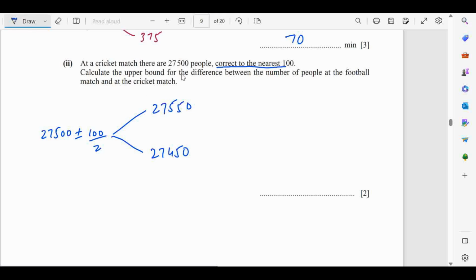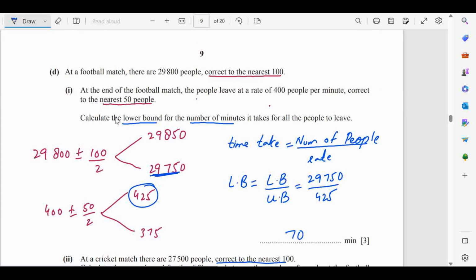Now calculate the upper bound for the difference between the number of people at the football and the number of people at the cricket match. So for the upper bound of football minus cricket match, the first quantity must be the upper bound minus the lower bound of the cricket match. So this is the upper bound of the football match.